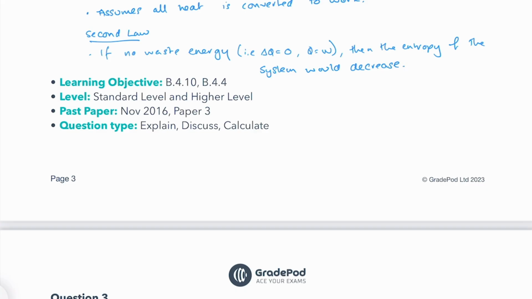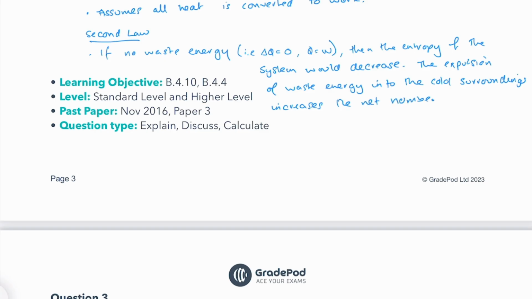The expulsion of waste energy into the cold surroundings increases the net number of microstates and thus increases entropy.